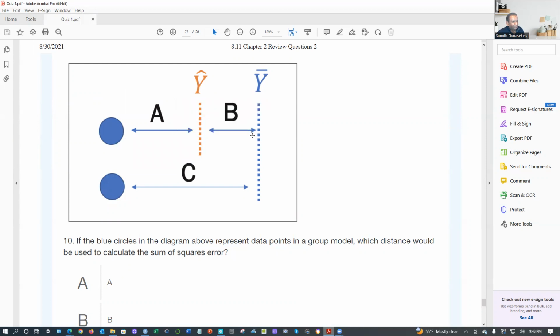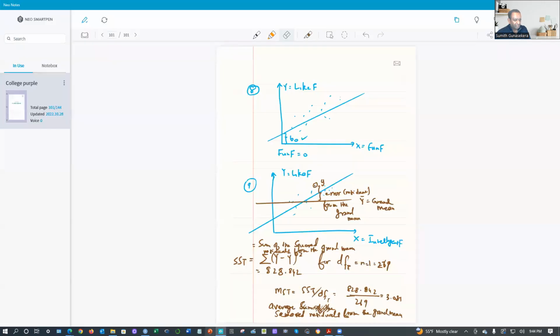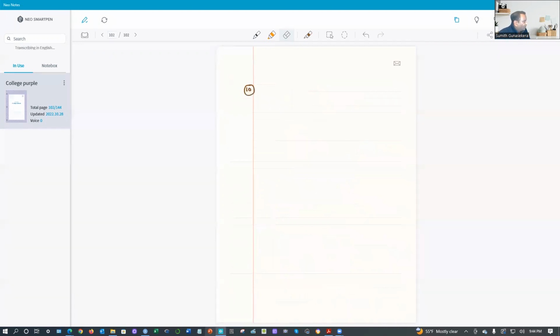Which distance is utilized to calculate the sum of squares regression? This distance. Which distance is utilized to calculate the sum of squares total? This distance. So you see, this is y bar.